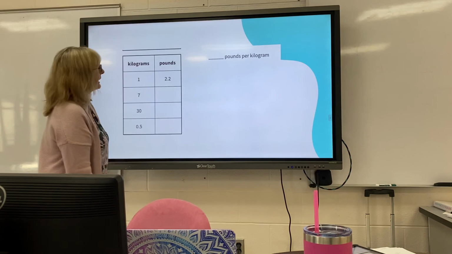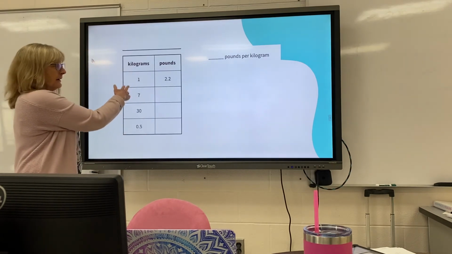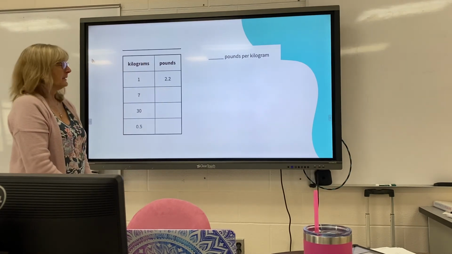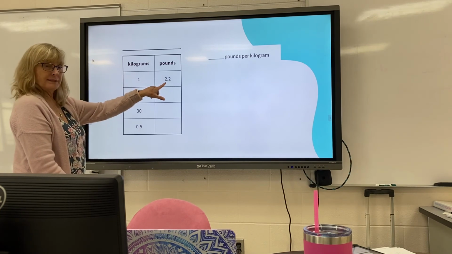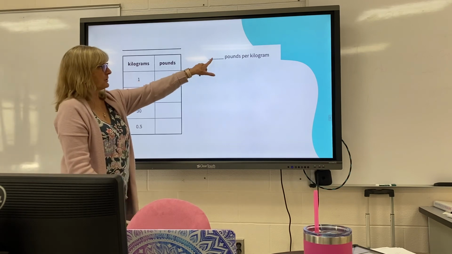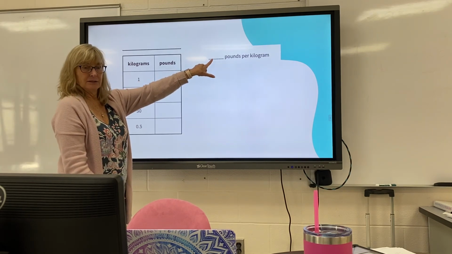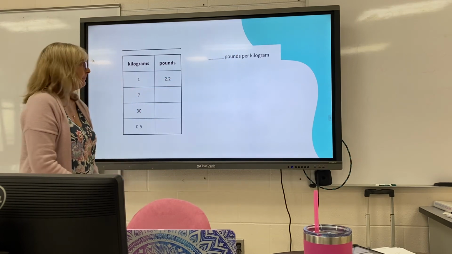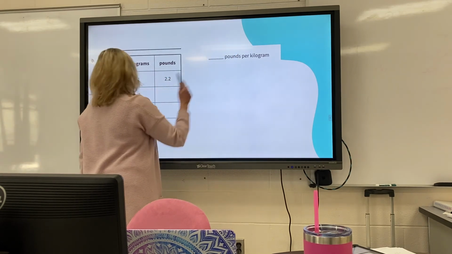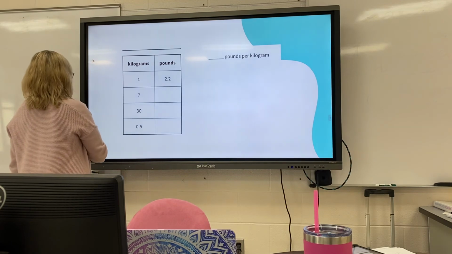Now we're looking at it with kilograms on the left and pounds on the right. So when X is 1, Y is the COP, right? So can we answer this question right now? How many pounds are there in a kilogram? 2.2. We can already answer that question.